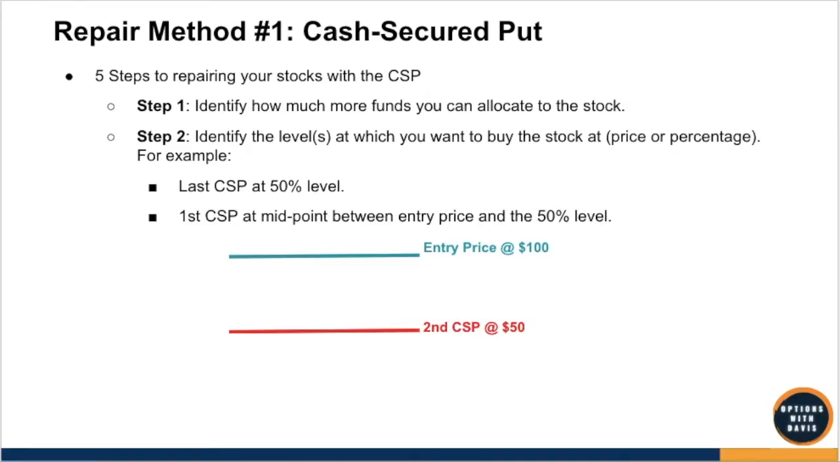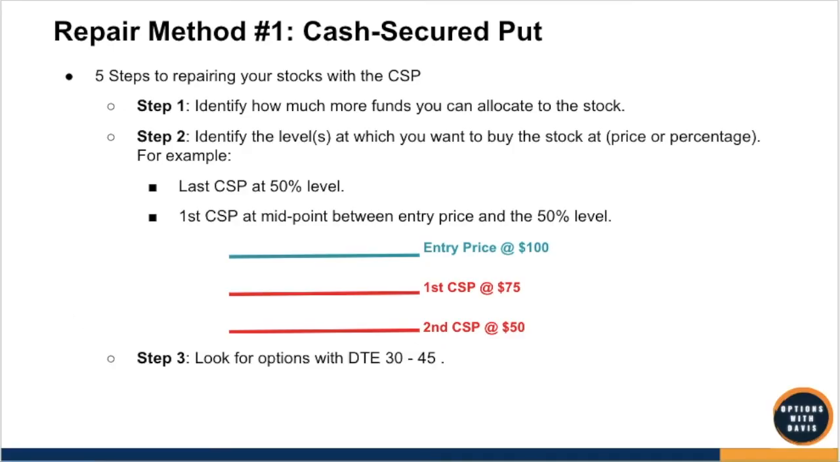So in this case, the midpoint would just be $75. If right now the stock is somewhere around $90, I'll be just waiting to sell the cash secured put at $75, and I'll keep doing this, selling this cash secured put until it finally gets exercised. If this is exercised, I'll be looking at the next cash secured put, which is at $50.